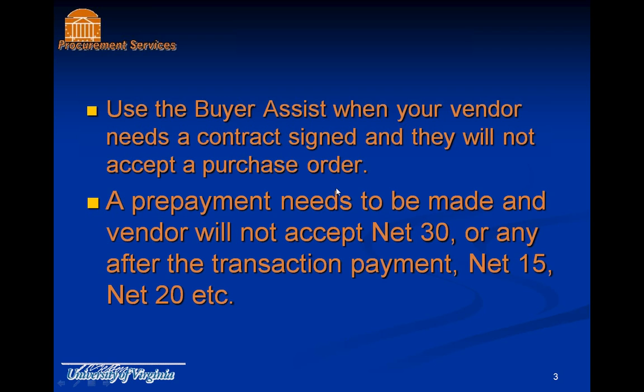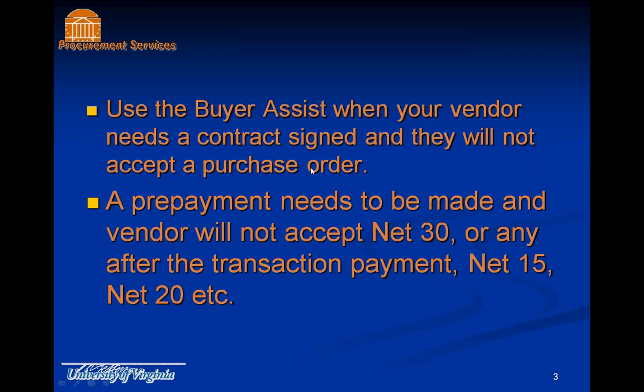The Buyer Assist is used when a vendor needs a contract signed. This could be any dollar amount, even if it's for $100. It doesn't matter the dollar amount if they insist that they cannot render services or provide goods without their contract or agreement being signed, and they will not accept a signed purchase order. And we do recommend that you offer to provide a signed purchase order. That is something that you can sign.